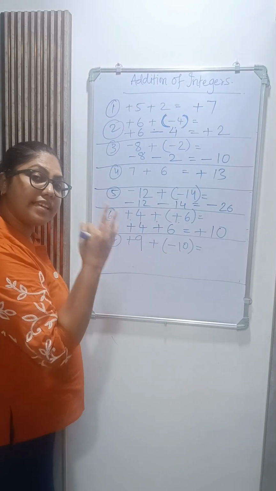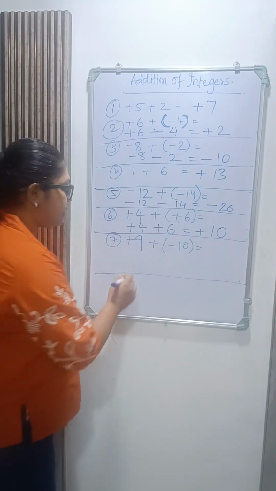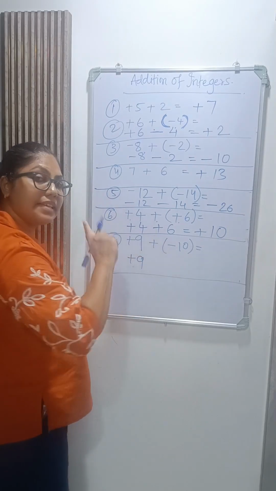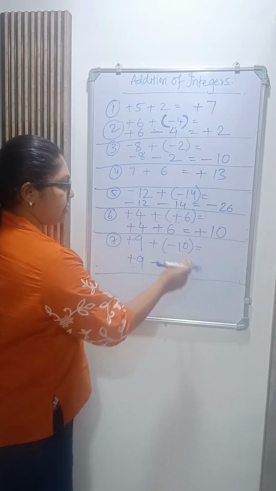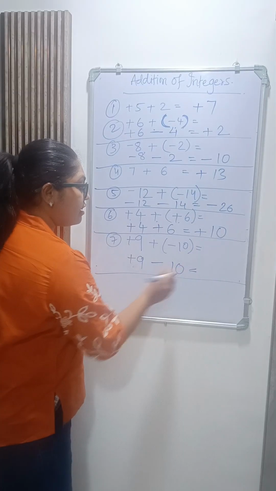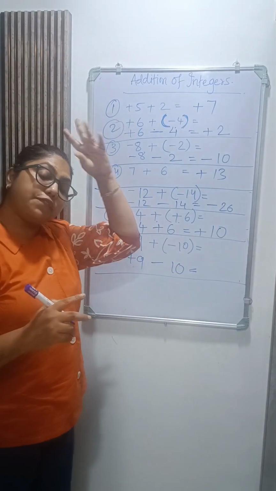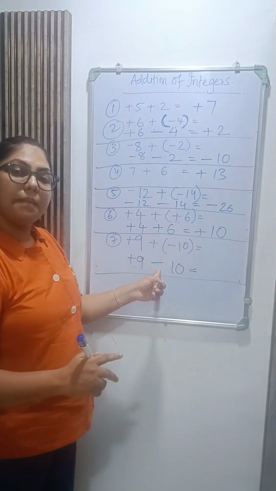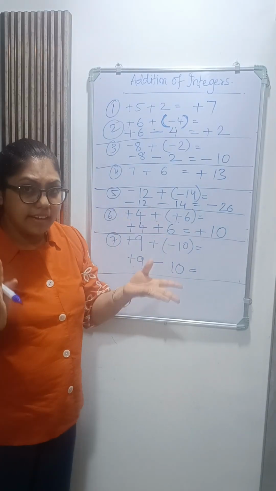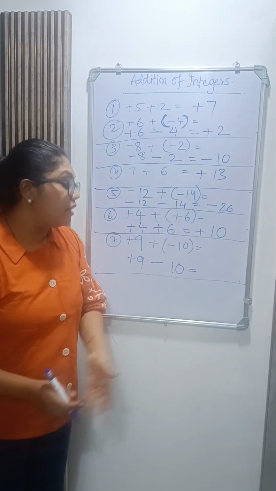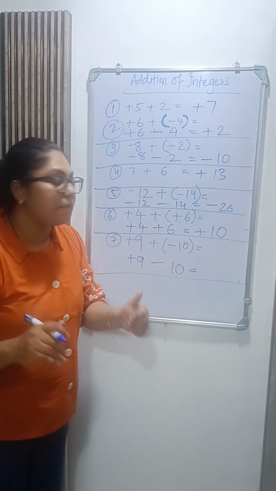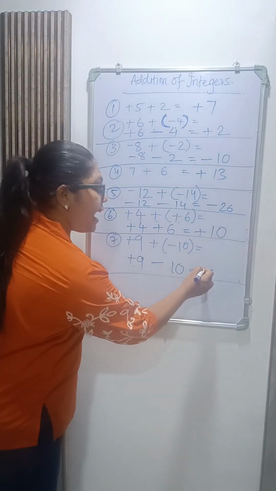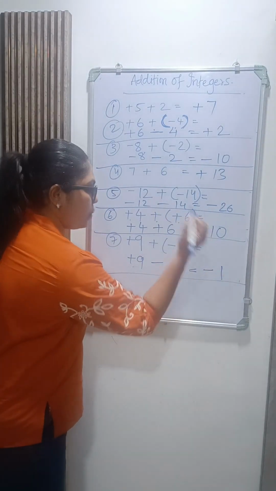Again I am having 3 signs. I am going to convert it into 2 signs. So plus 9 I will write as it is. Plus into minus is always minus. And then 10. So here I have 2 signs. So the first 4 rules were told. First number is positive, second number is negative. If the signs of both are different, we have to subtract. But which sign? Sign of the greater number. Here the greater number is 10. The sign of 10 is minus, and we will subtract: 10 minus 9 is 1.